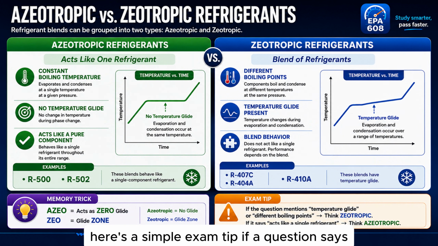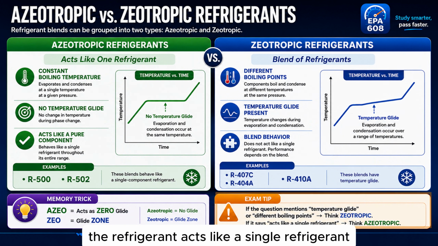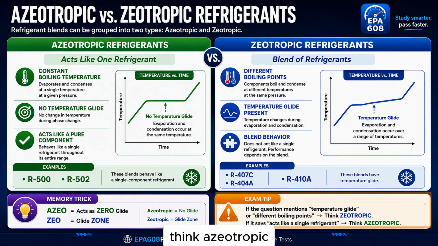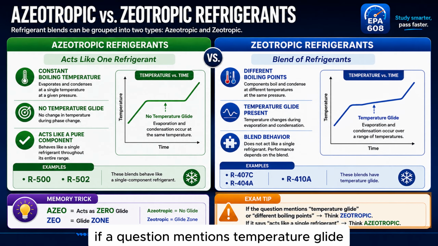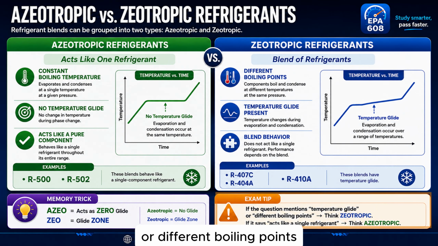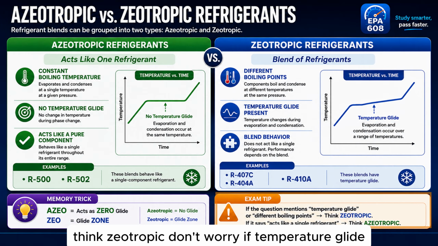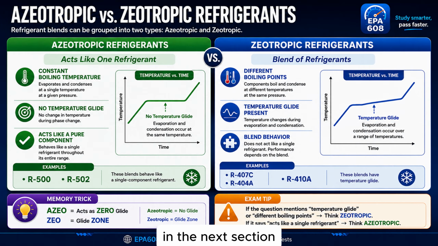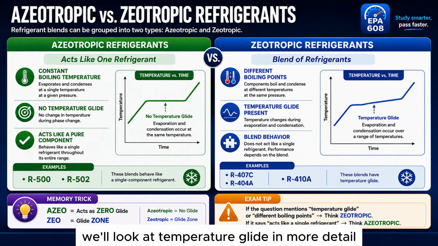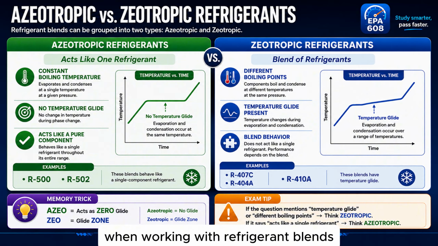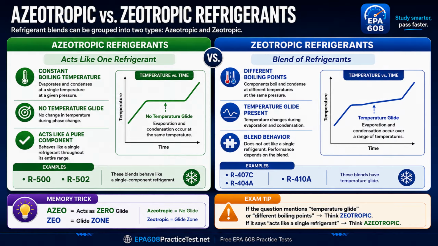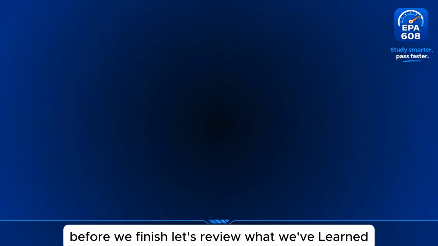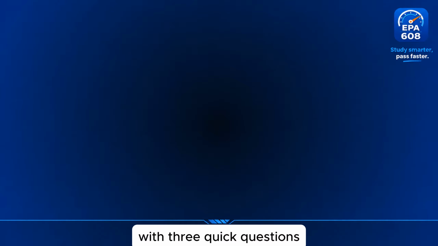Here's a simple exam tip. If a question says the refrigerant acts like a single refrigerant, think azeotropic. If a question mentions temperature glide or different boiling points, think zeotropic. Don't worry if temperature glide still sounds unfamiliar right now. In the next section, we'll look at temperature glide in more detail and see why it's important when working with refrigerant blends. Before we finish, let's review what we've learned with 3 quick questions.